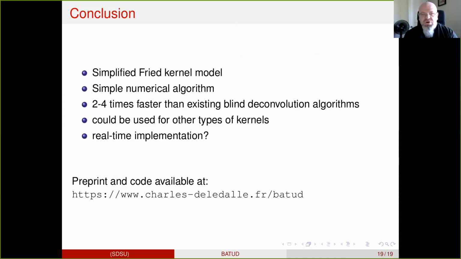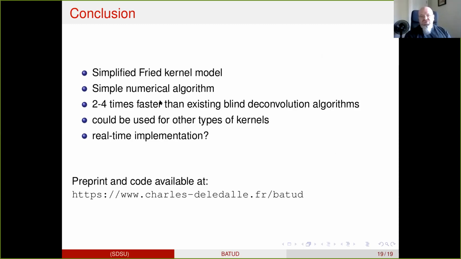So let me conclude. What we have proposed is a simplified version for the free kernel. But as I said, the model that we propose is more general than just dealing with the free kernel. So we can use it for different types of exponential type kernel. I'm open if you have any problem dealing with that type of kernel. We can use the code pretty easily. The numerical algorithm is very, very straightforward, very easy to deal with.